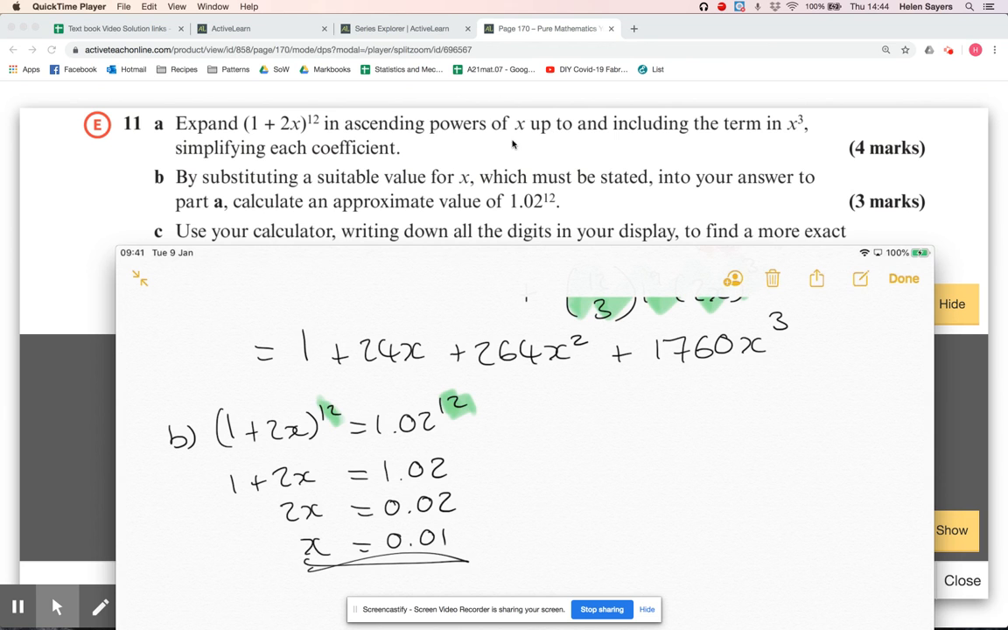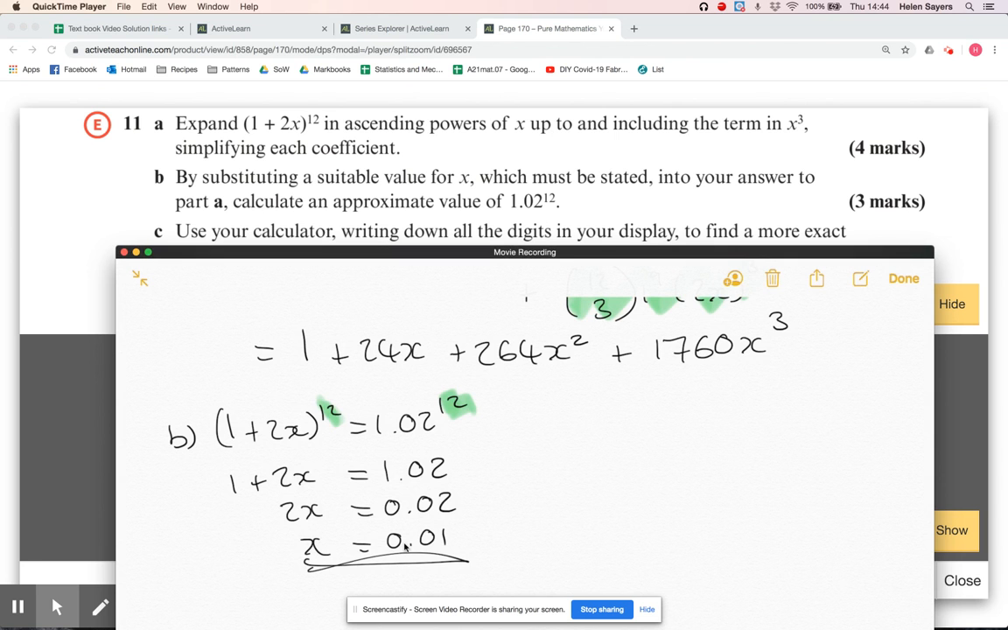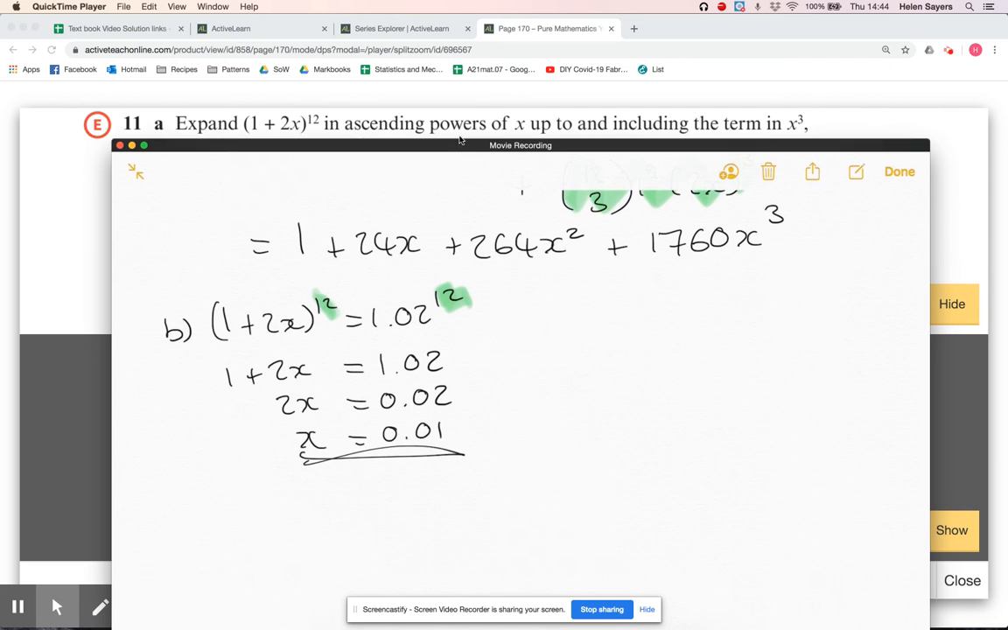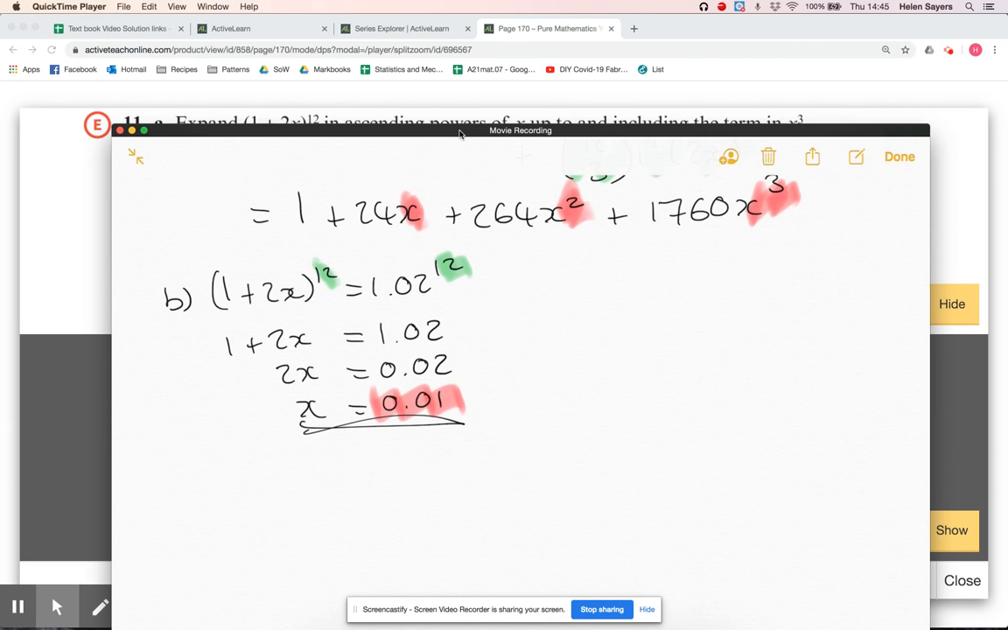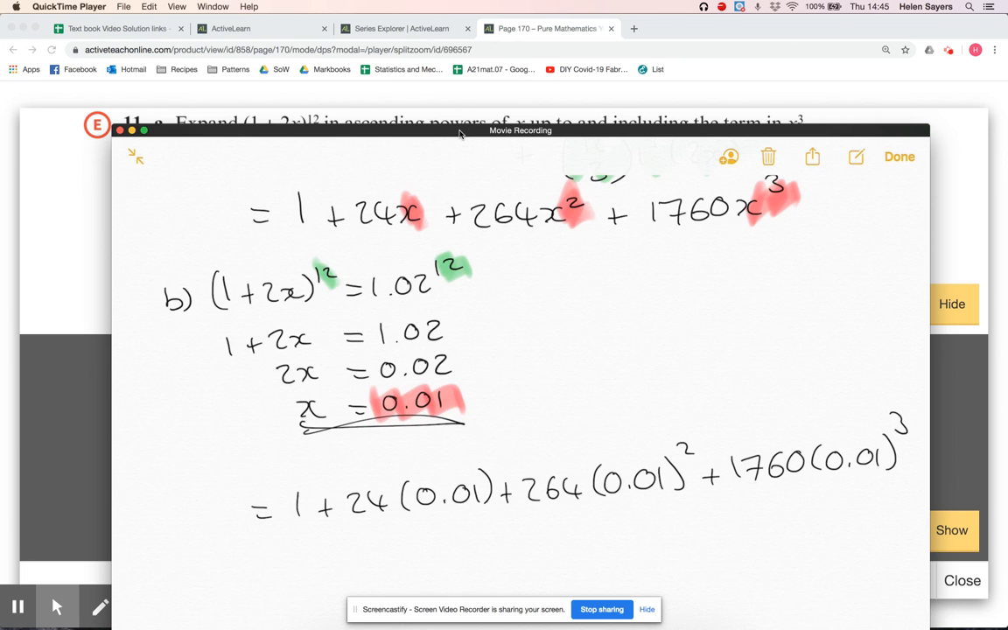So that's the value of x, which must be stated, that we're going to use. Then all we're going to do is substitute that value of x, 0.01, into our expansion. I just need to show some evidence of my method. So it's going to be 1 plus 24 times 0.01 plus 264 times 0.01 squared plus 1760 times 0.01 cubed. I could do that without a calculator, that wouldn't be too bad, but I'm going to just type that straight into my calculator.